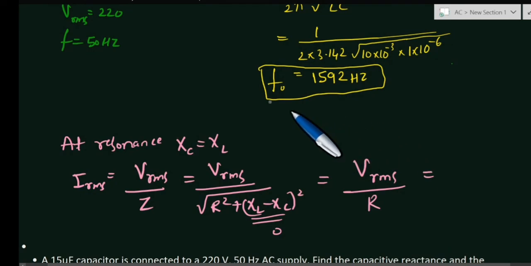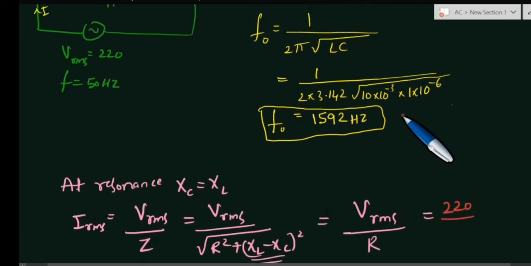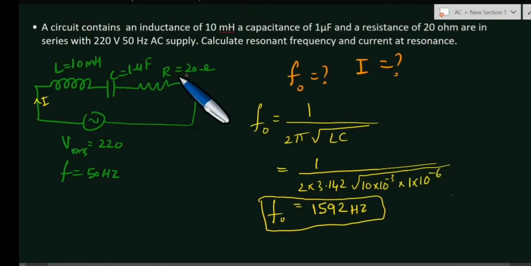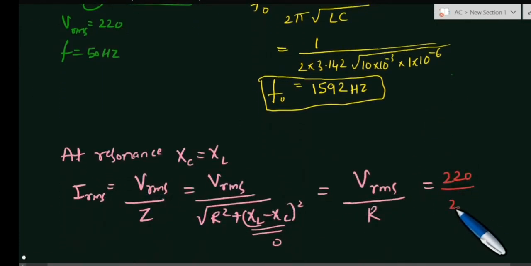So if you substitute the value of VRMS, that is 220, and R value they have given in the problem, that is 20 ohm, the value comes out to be 11 amps, and this is the value of current in the circuit.